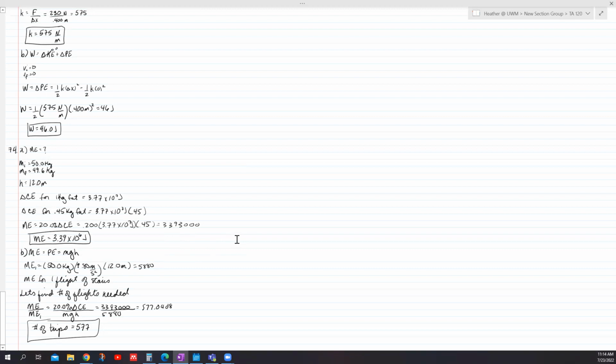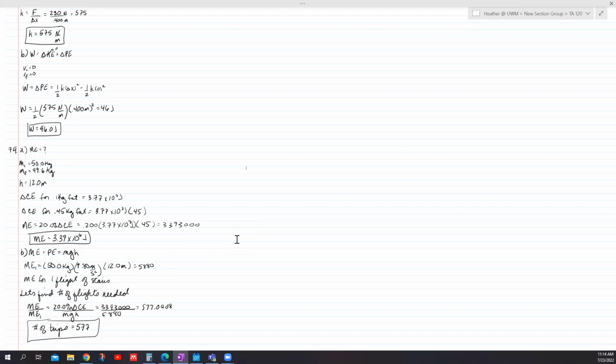So mechanical energy is going to equal potential energy, and our potential energy is mgh. Our mechanical energy is mgh, plugging in what we know. We've got 50 kilograms times g times the height of our stairs, and we get 5880. So that is our mechanical energy for 1 flight of the stairs.